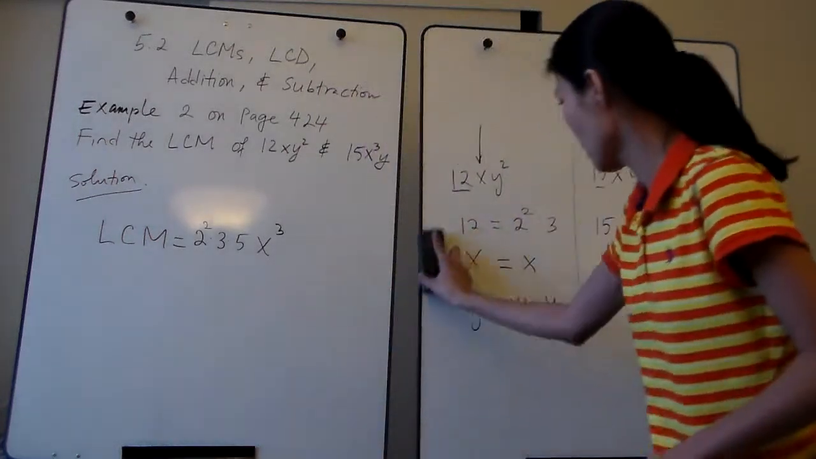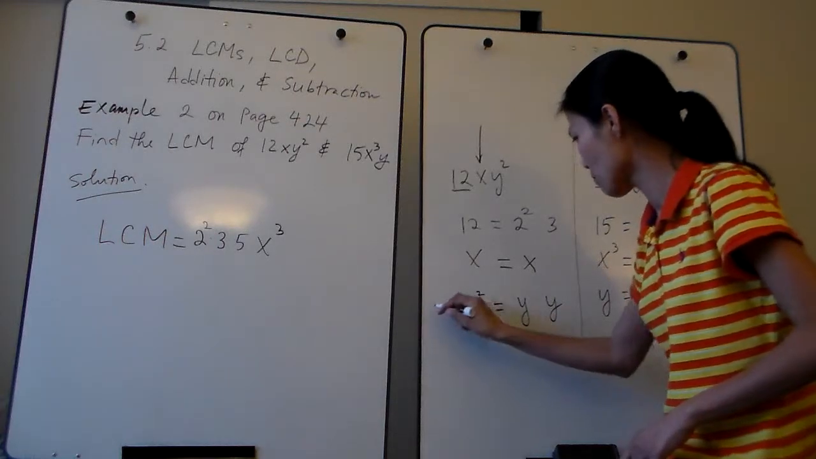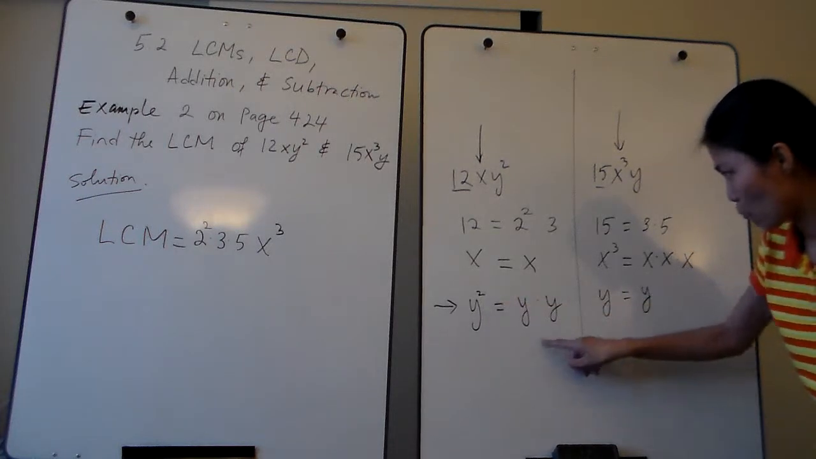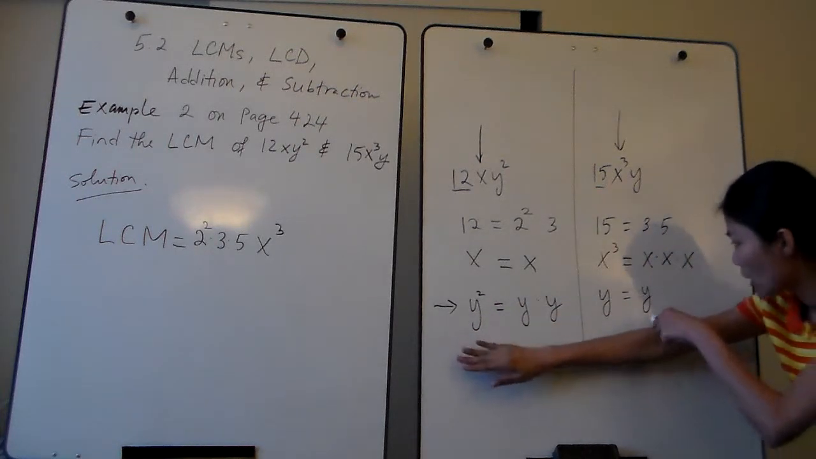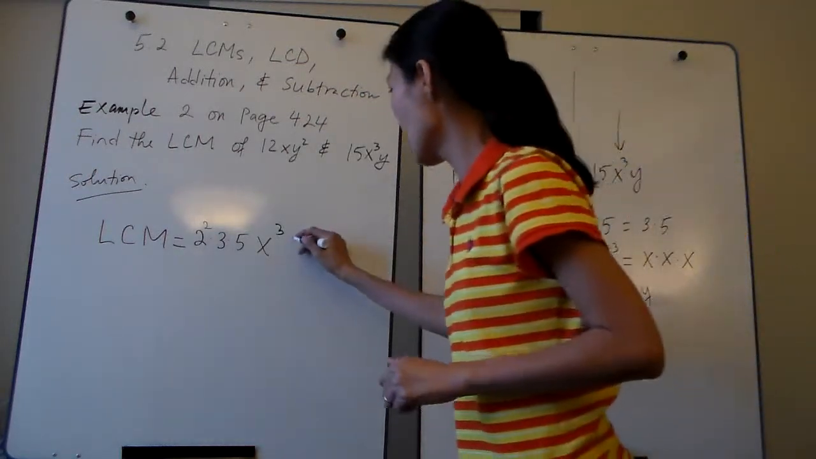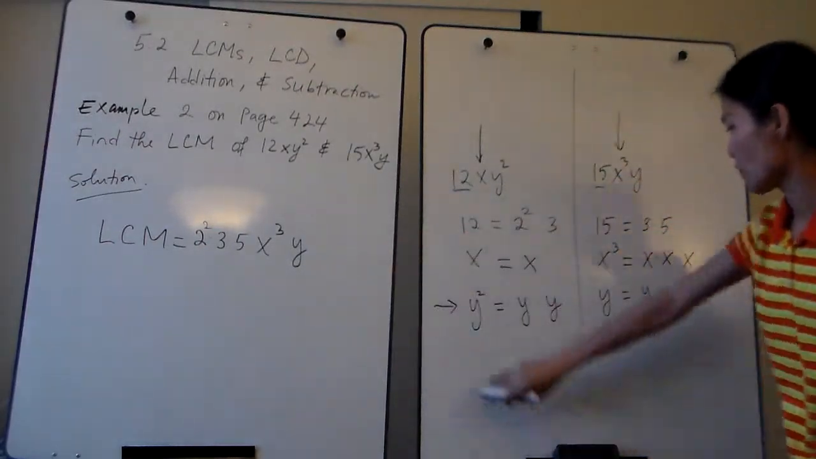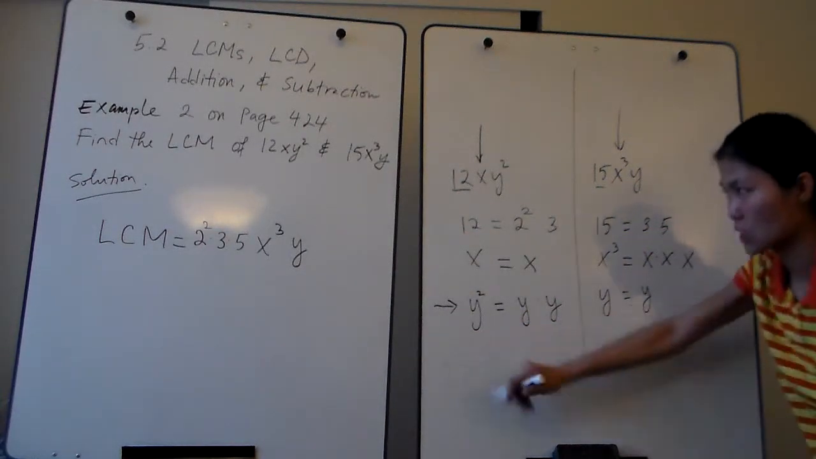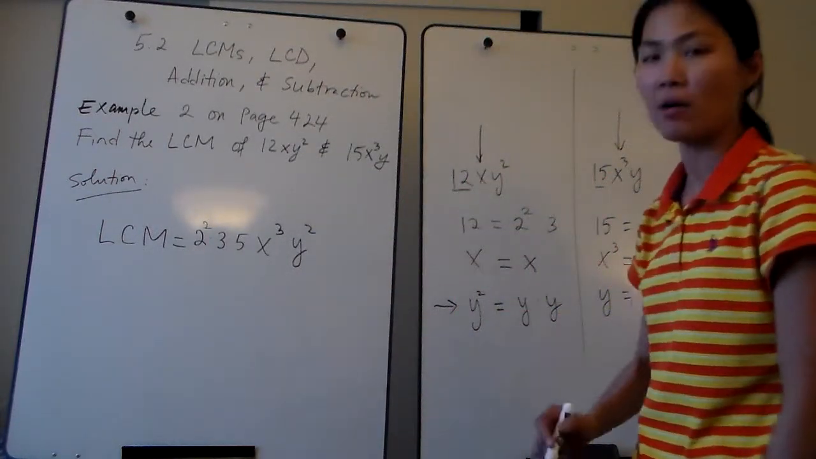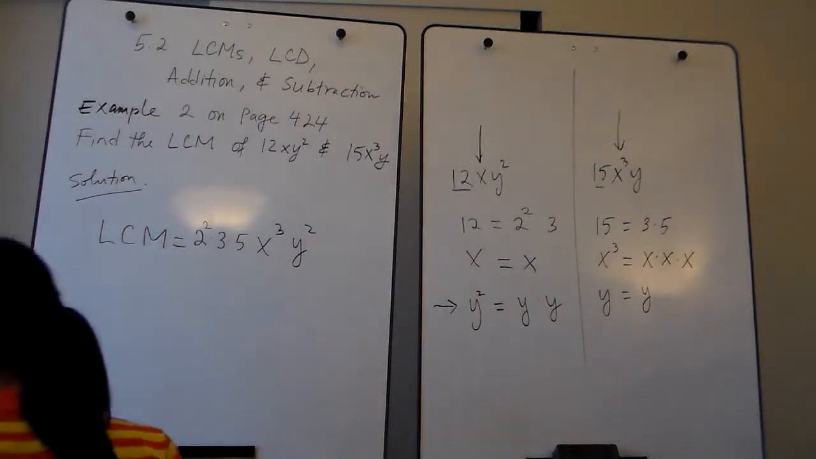Now let's look at y. On this side, y happened twice, right? y times y is y squared. How about on this side? y has only happened one time. So you know that you're going to have y. And for the LCM, you use the one with the highest exponent. The highest exponent is here, right? So you will use y squared. And then you just need to simplify. We're done. Basically, this is the LCM, but let's simplify this.